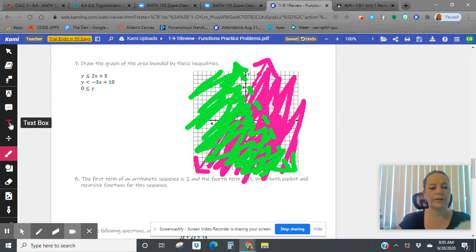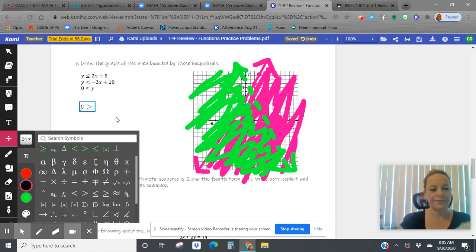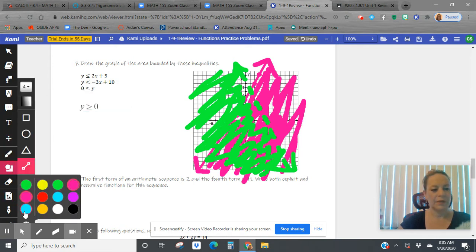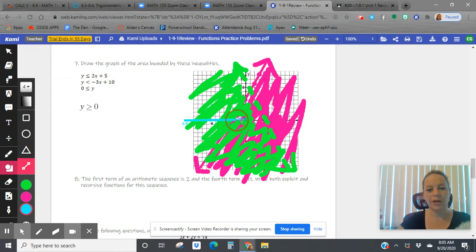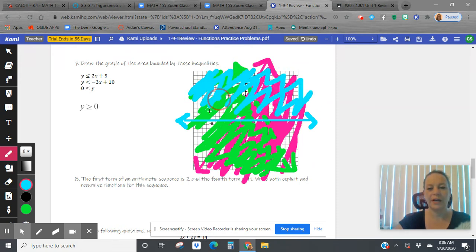Finally, this one right here, I prefer to look at it the other way around by rewriting it as y is greater than or equal to 0. I'm just flipping that one around so I can see it better. All right, so this one's going to be a solid line, and it's just a horizontal line through 0. So I'm going to go ahead and just draw a nice solid line through y equals 0. And this one's shading greater than or equal. So everything above this line.